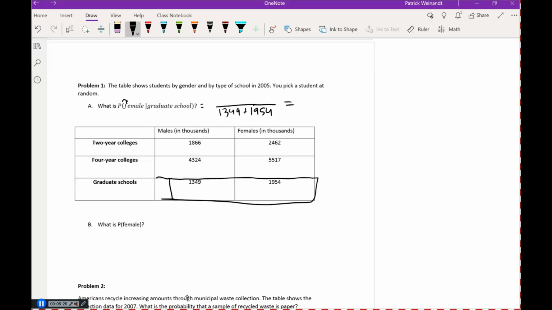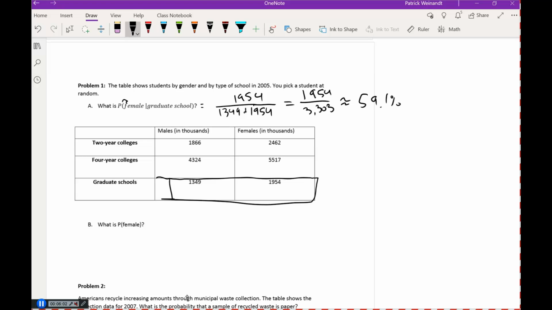Our desirable outcomes are female. How many of those are female? 1,954. So the probability that a student is female, given they're in graduate school, is 1,954 over, you add those together, you get 3,303, which is about 59.1%. So, given that someone is in graduate school, the probability that they're female is 59.1%.